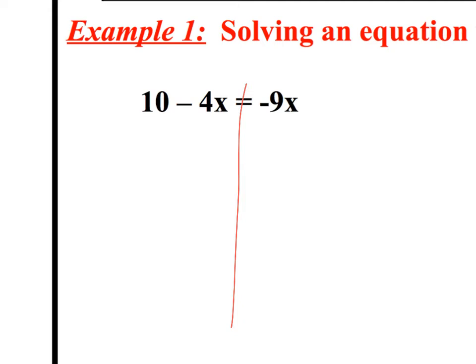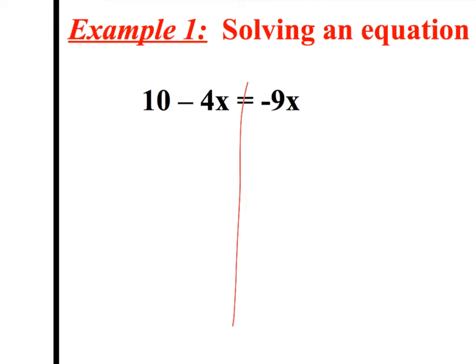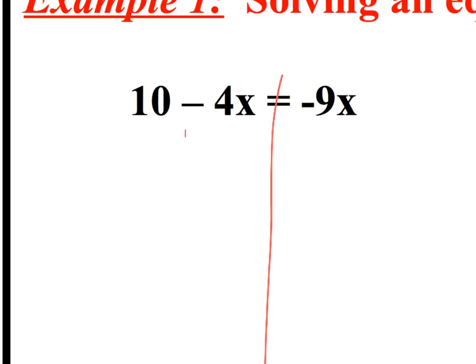Add or subtract to get the variables on one side. Okay, let's think about it. We want to move this negative 9x. No. You can, but you probably shouldn't, because if you move that, then you have nothing left over there, right? It'd be a lot smarter to move this 4x instead. So we're going to move that over. Now it's negative 4x. So how do I take it away? Plus. Right. So plus 4x to both sides.